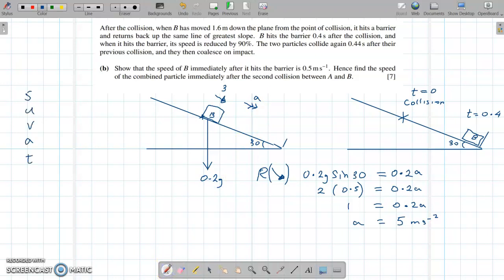Okay, let's write in what we know then. S, we don't know the distance, we're not interested in it. U, our initial velocity, is 3. Our final velocity, well, that's what we're trying to find out. Call that V. Acceleration is 5, and our time when it's at the barrier is 0.4.